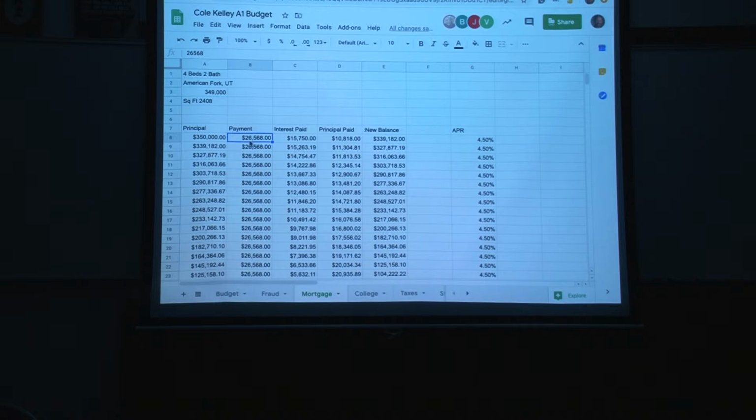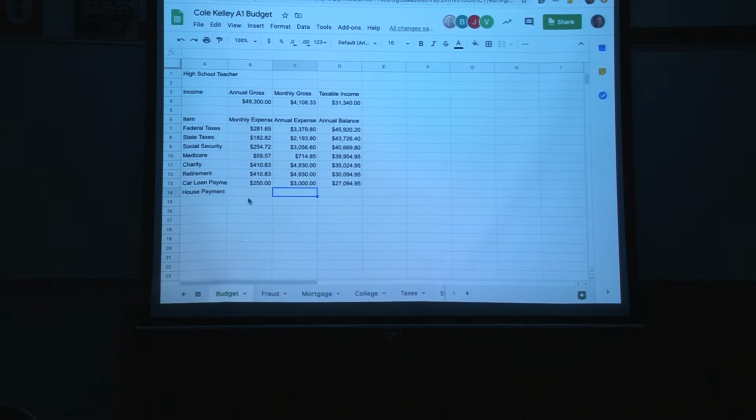Now that's an annual payment, all right? Now I'm going to come a little bit closer. So my payment annually on the house is $26,568. So if I put right here 26,568, look at what that just did.